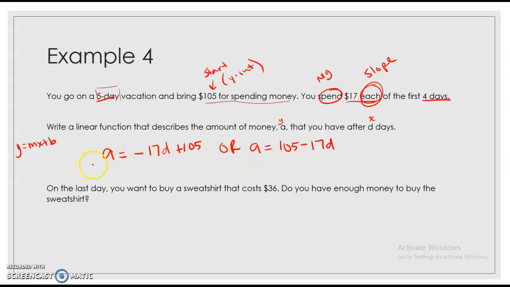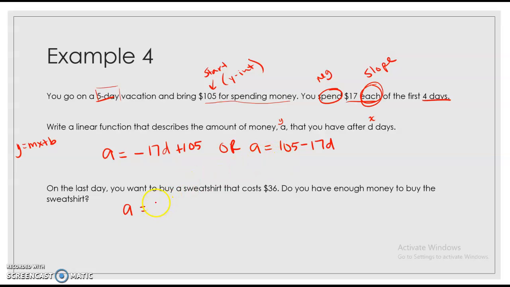From here it says, on the last day you want to buy a sweatshirt that costs $36. Do you have enough money to buy the sweatshirt? So we're needing to figure out after 4 days, how much did we spend? So how much do we have left? If it is greater than 36, then we have enough. If it's less than 36, then we don't have enough. So we're looking for A.